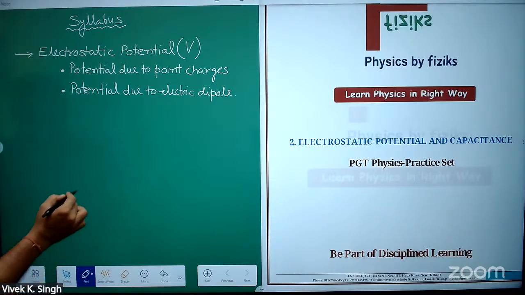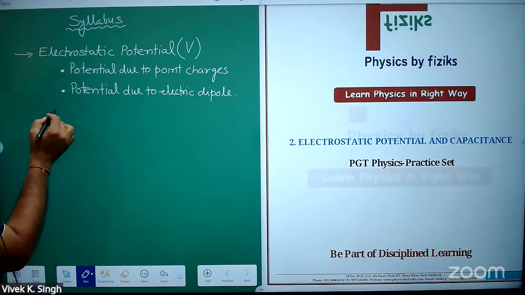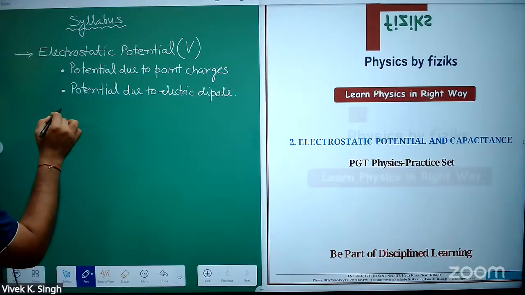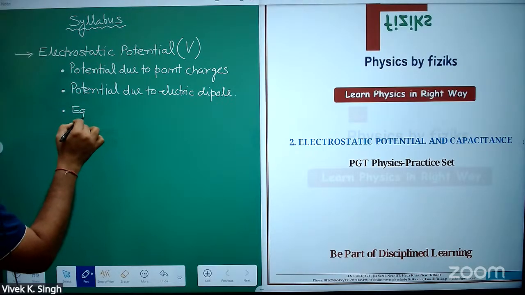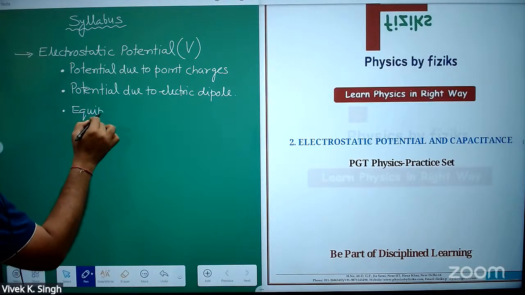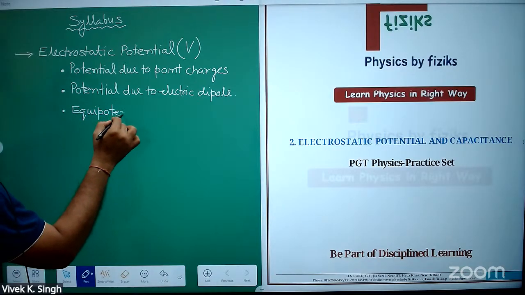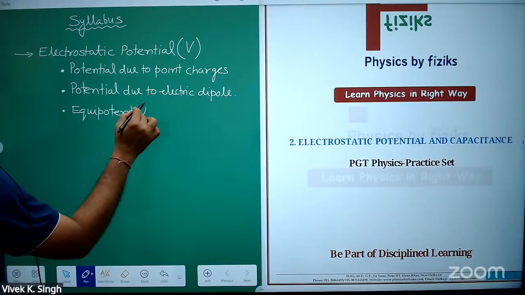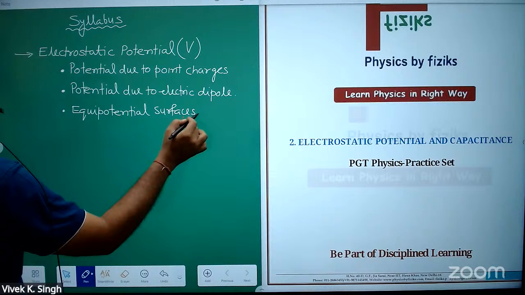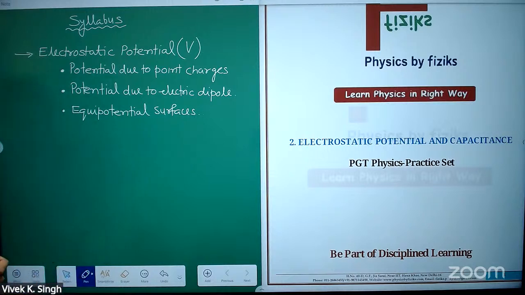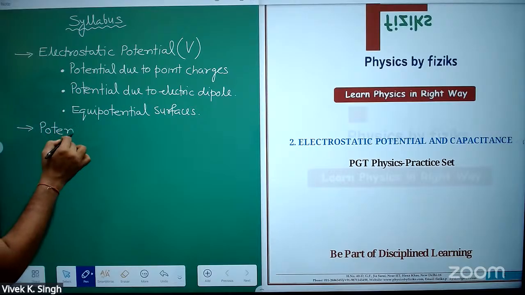Then you must know what is an equipotential surface. Questions can come on this also. Equipotential surfaces. Then next will be potential energy of a system of charges.